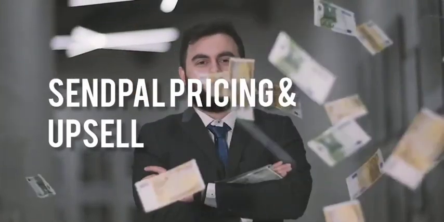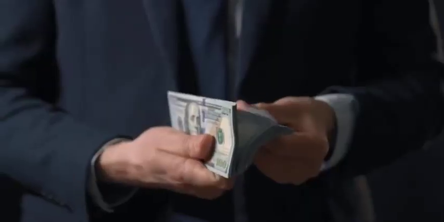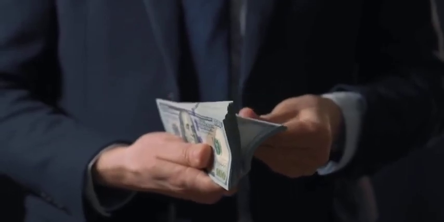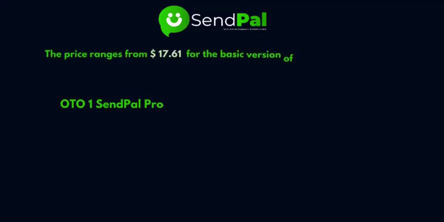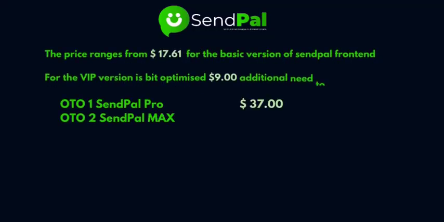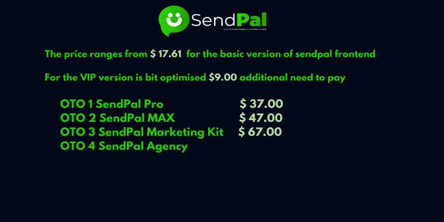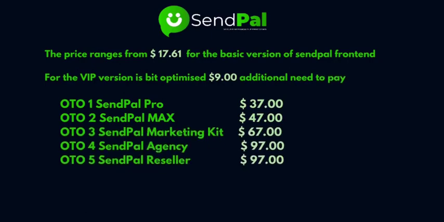Sendpal pricing and upsells. Today, the price ranges from $17.61 for the basic version of Sendpal frontend. For the VIP version, which is a bit more optimized, you need to pay $9 additional. OTO 1 Sendpal Pro $37. OTO 2 Sendpal Max $47.